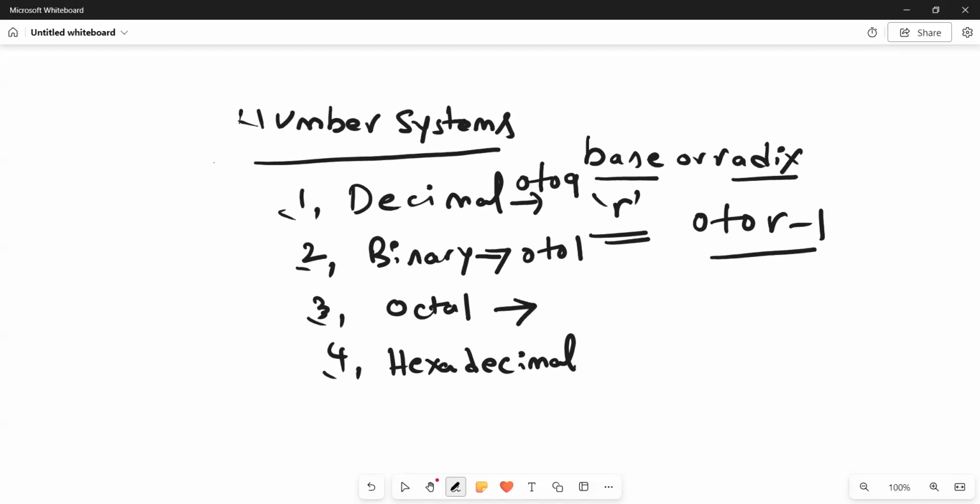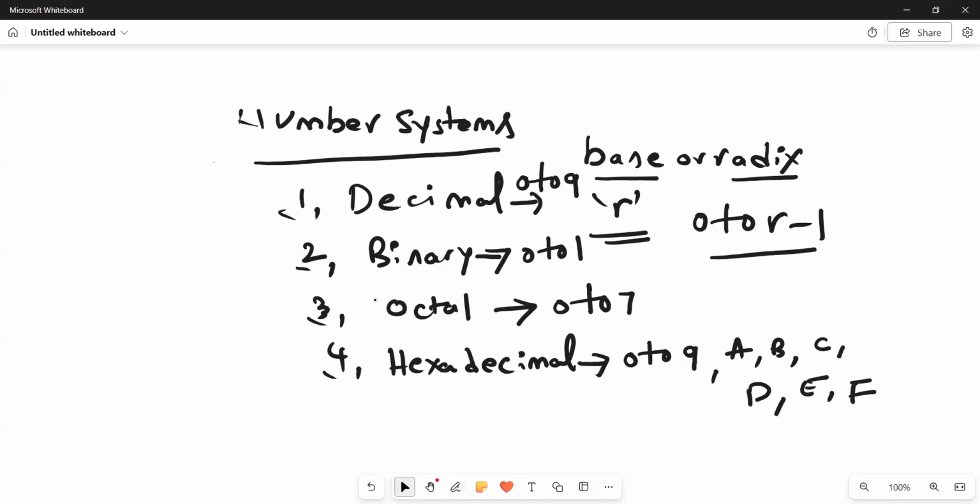If you take the octal number system, the possible symbols you can represent are 0 to 7. If you take hexadecimal, the name indicates itself. Deci means 10, hex means 6. So 10 plus 6, 16. So you can represent 16 symbols. Up to 0 to 9, decimal and hexadecimal numbers are the same. Then 10 can be represented by A, 11 by B, 12 by C, 13 by D, 14 by E, and 15 by F.